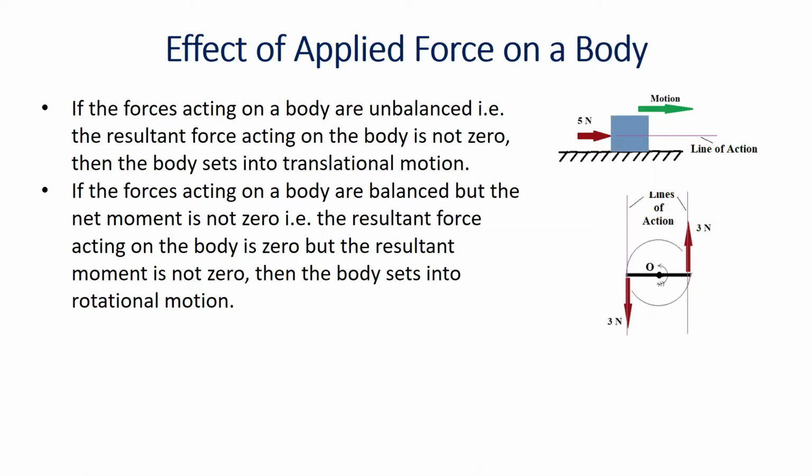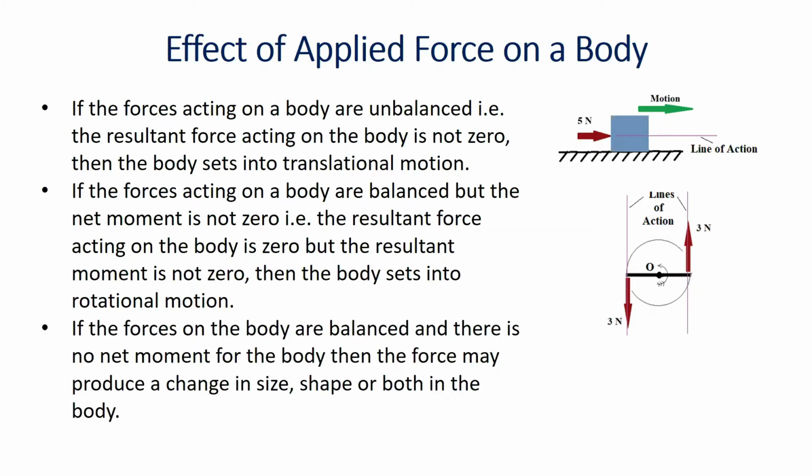But if you observe carefully, you can find that the lines of action of the two forces are different. Hence, torque is produced in the body, due to which the body will start rotating about an axis passing through its center O and perpendicular to the screen. Thus, if two equal and opposite forces act on a body and their lines of action are different, then the body is set into rotational motion.